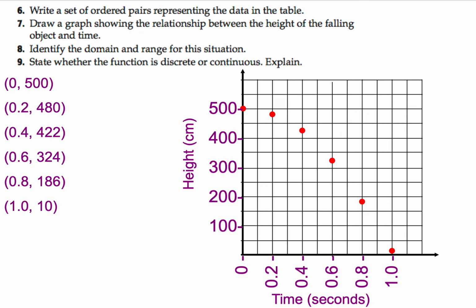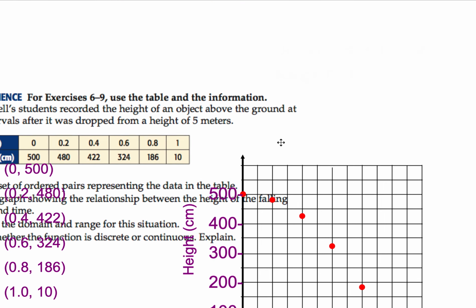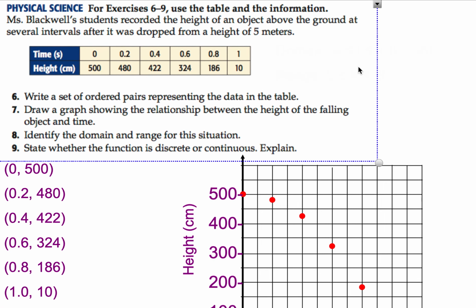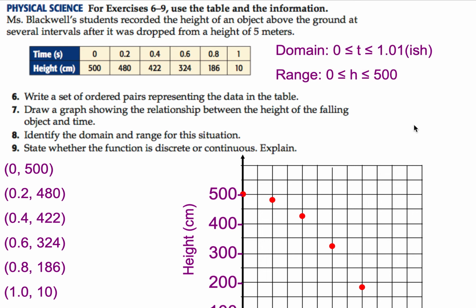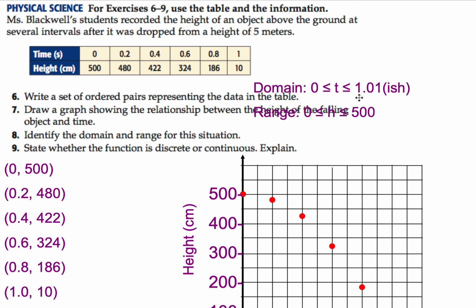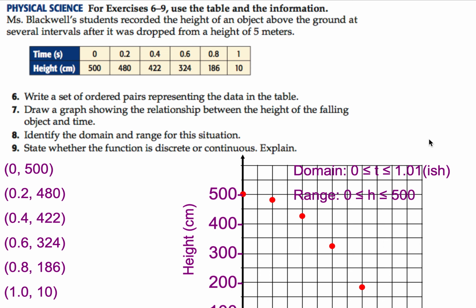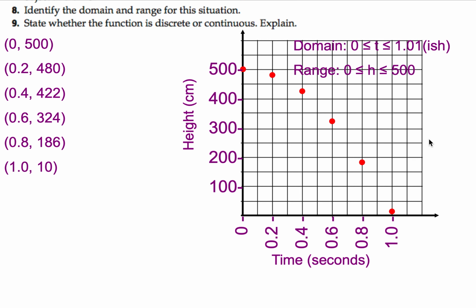So let's, I got to pull that down from up here. Oops, I did that wrong. The domain is the number of seconds that are possible inputs. Let me drag this down where we can see it while looking at the graph. The domain is between 0 seconds and about 1.01 seconds. It hasn't quite hit the ground after 1 second. It's still 10 centimeters off the ground. I think when I calculated it earlier, it was 1.0102 seconds. And the range is between 0 centimeters and 500 centimeters.